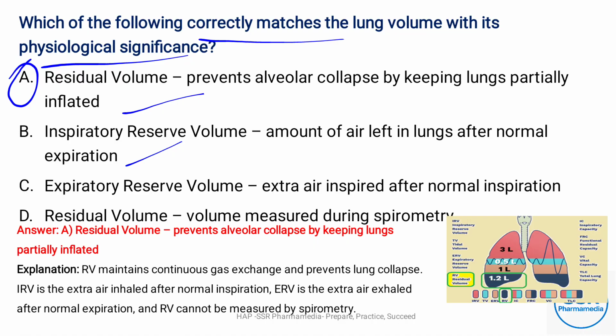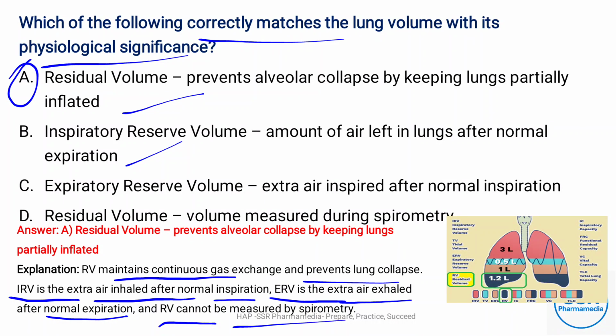Residual volume maintains continuous gas exchange and prevents lung collapse. Inspiratory reserve volume is the extra air inhaled after normal inspiration. Expiratory reserve volume is the extra air exhaled after normal expiration. And residual volume cannot be measured by spirometry. Residual volume is present in the lower part of the lungs, it occupies the lower part of the lungs.